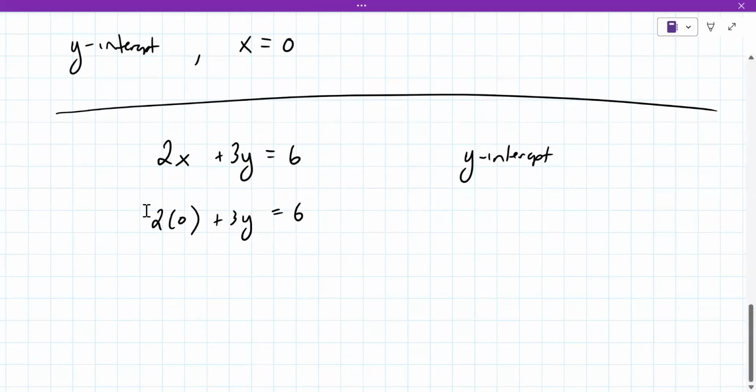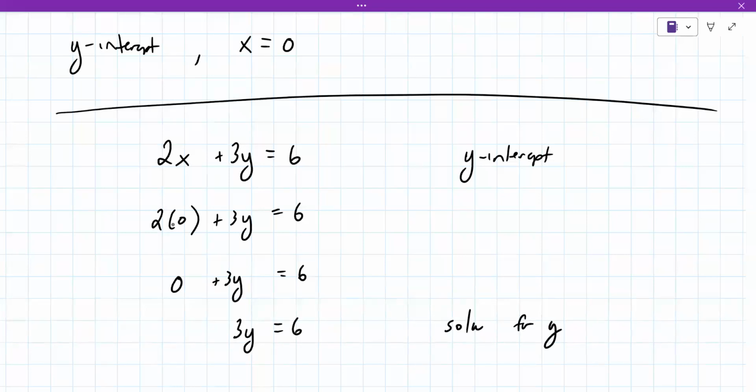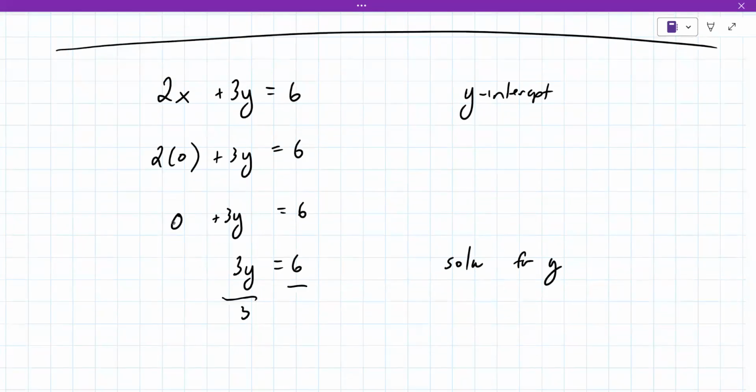This time, 2 times 0 is 0, so that term goes away. Then you just have 3y equals 6. So you're solving for y. Divide both sides by 3. y equals 2.